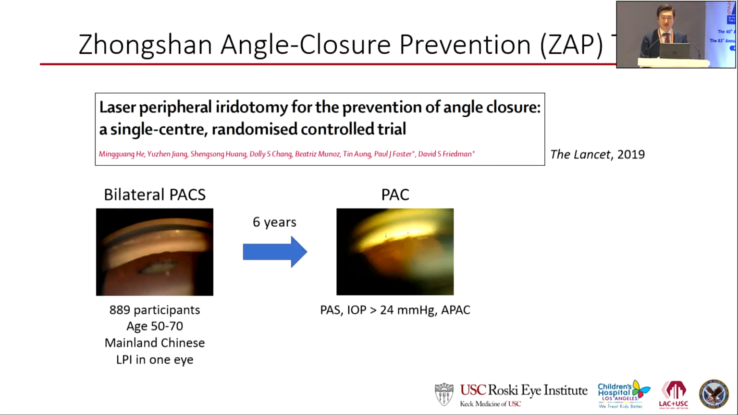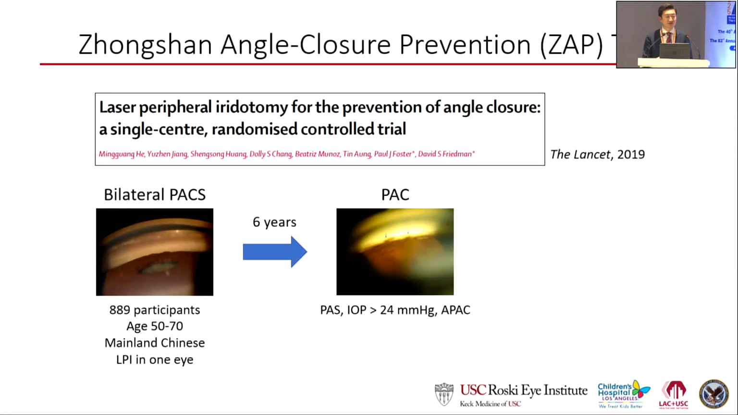So at this point, I'd like to summarize the Zhongshan Angle Closure Prevention Trial, or the ZAP trial, which provided us with evidence for the management of this patient. This was a landmark randomized controlled trial that was published in The Lancet in 2019. The purpose of this study was to assess the benefit of LPI for the prevention of angle closure. The ZAP trial recruited 889 bilateral primary angle closure suspects, all of whom were between ages 50 to 70 and mainland Chinese. These participants were randomized to LPI in one eye and monitoring of the other eye.